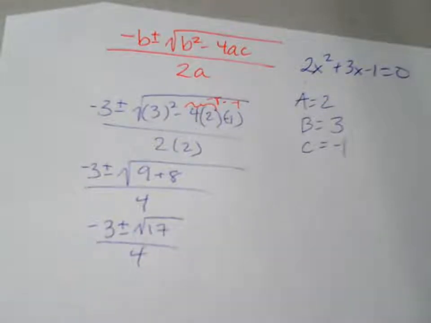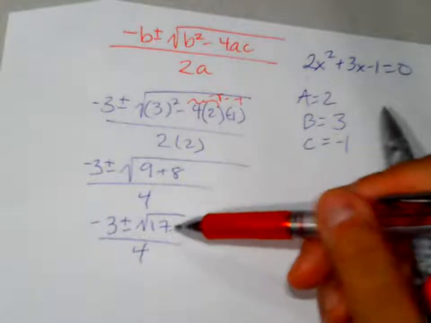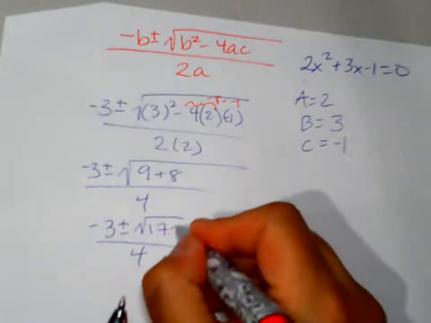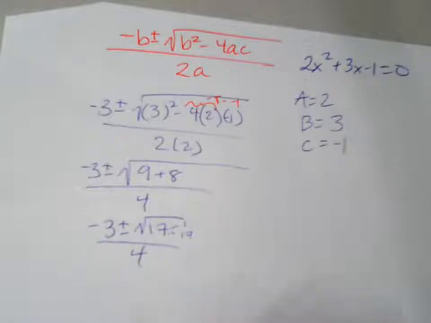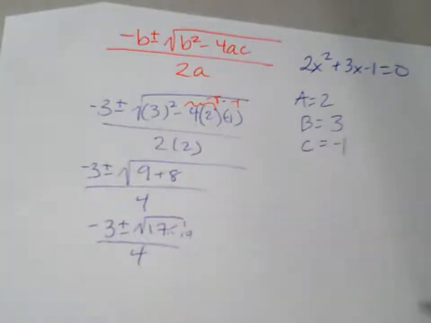Now, here's where you need to be careful. You have to break down that radical if you can break it down. 17, my factors are only 1 and 17. I can't break that down any further. This answer is correct. Okay? You may not see that answer there though. So you need to know how to break it down into 2 answers.